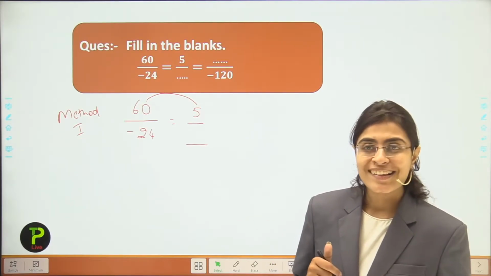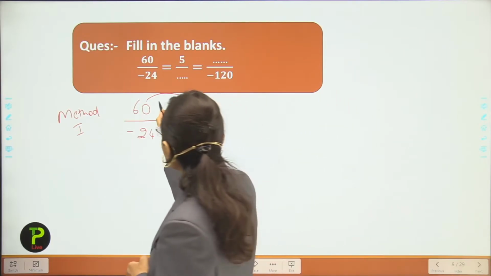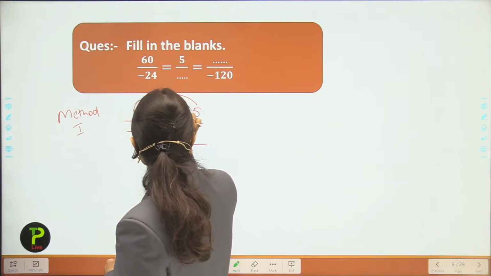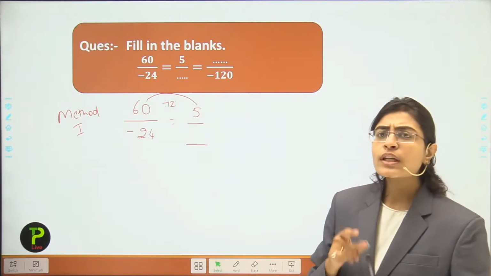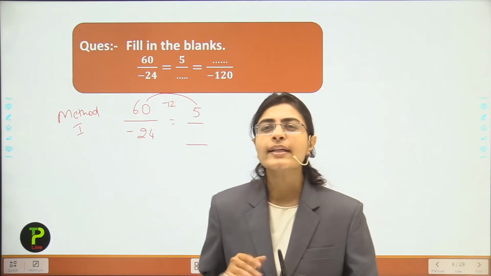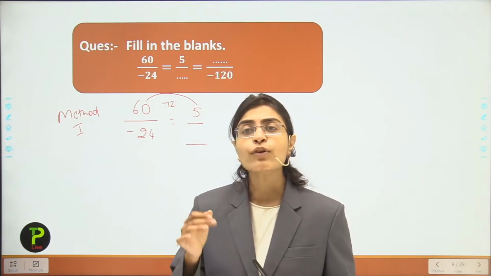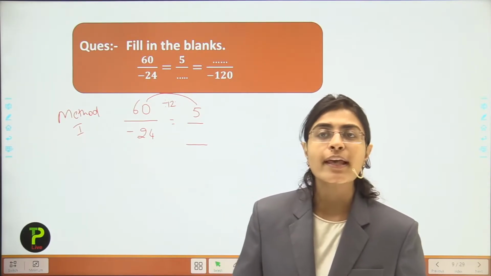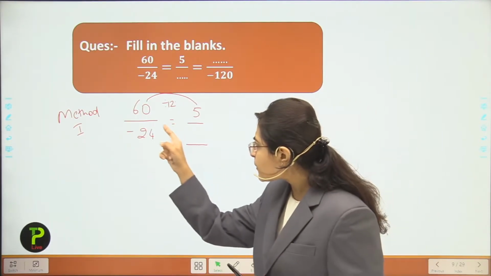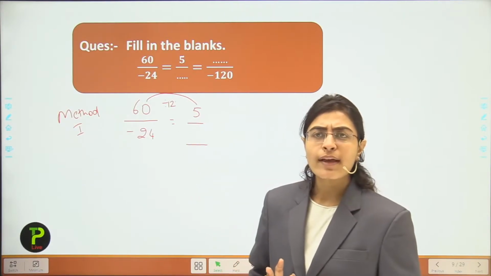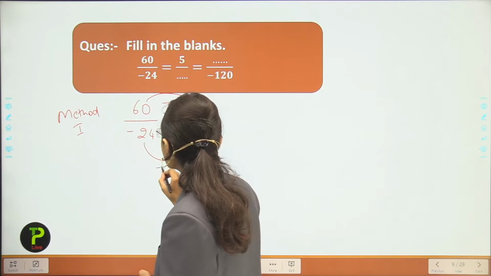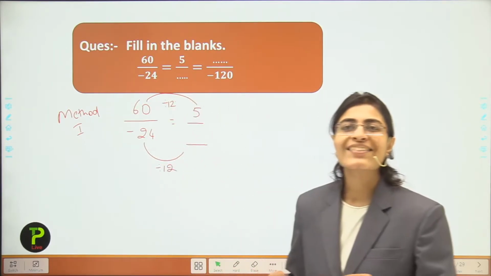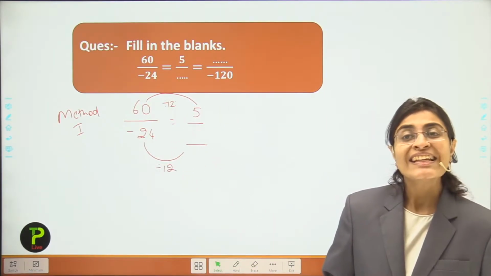It's 12, isn't it? So here in the numerator, we divided by 12. We know that if I am dividing or multiplying something in the numerator, I have to multiply or divide it in the denominator as well. So if I'm dividing the numerator by 12, I have to divide the denominator by 12 as well. Why? So that the value of the rational number remains the same.